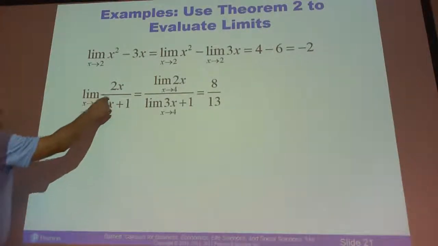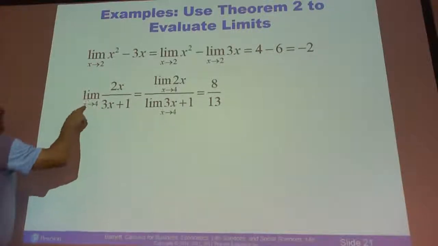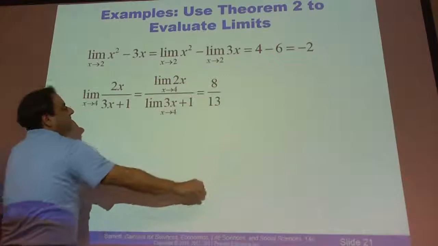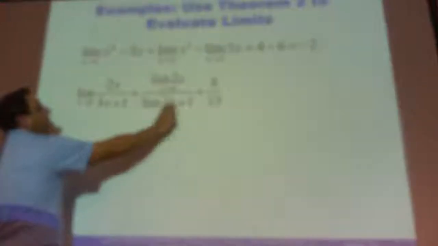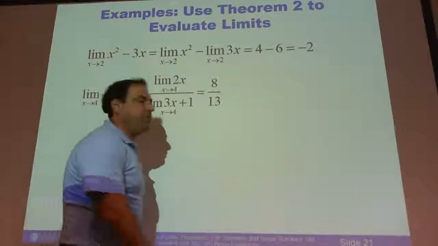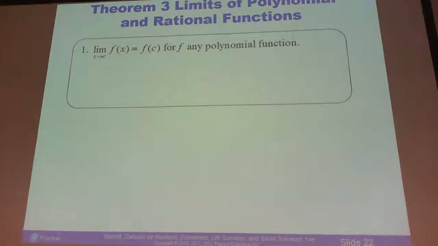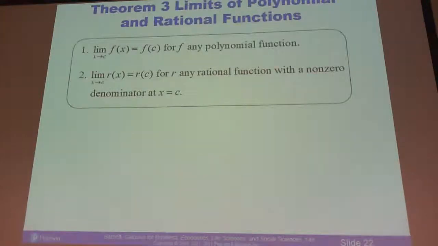If you're being divided, limit as x approaches 4. We plug 4 into the numerator, we get 8. 4 into the denominator, we get 13. 8 over 13. It's just showing you that you can take the limit of top and bottom, same thing, and you get the same answer. But to you right now, it looks like we're just plugging them in, and that's kind of what we do.